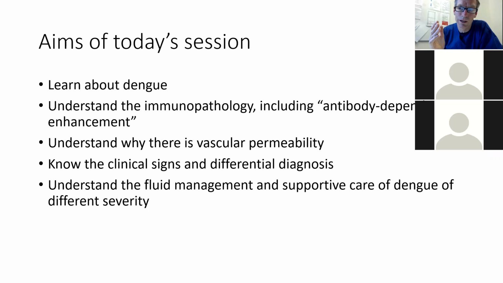I want to be able to understand why there's vascular permeability in dengue, and to understand the clinical signs and the differential diagnosis of dengue, because from a clinical point of view, sometimes dengue is obvious, but sometimes it can look rather like other virus infections, and it's important that we have an understanding of the differential diagnosis, and to understand about fluid management and general supportive care.